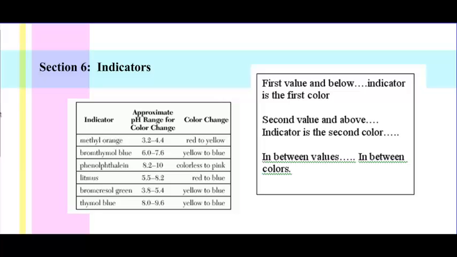So Section 6 deals with indicators, and we already dealt with the indicator table. It's reference table M in your notes. But we dealt with it very generically. I told you generically that if you draw a line through the word "to," the first color is the color that the indicator is in the acid, and the second color is the color the indicator is in the base.